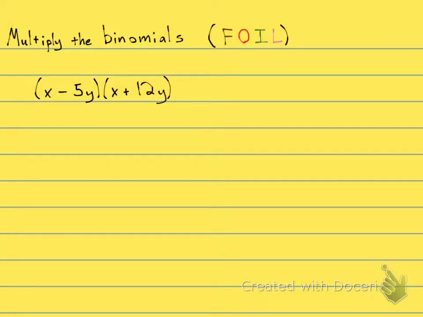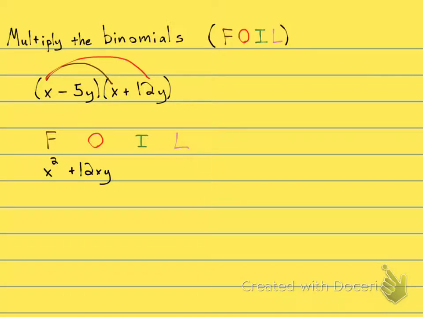So multiplying two binomials, we are going to FOIL. All right, and that stands for multiplying the first two, the outer two, the inner two, and the last two. So let's go ahead and do it. First two, x times x. That's going to give me x squared. Outer two, x times 12y. Well, that's 12 times x times y, 12xy.